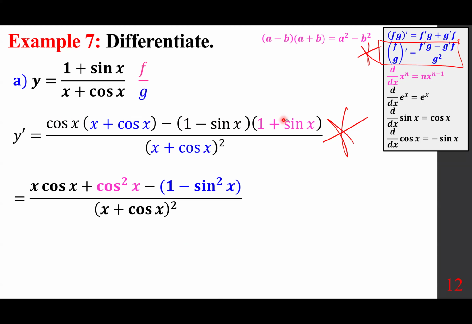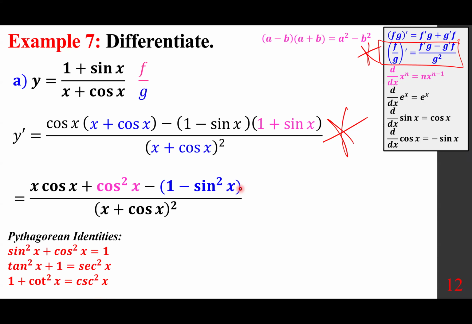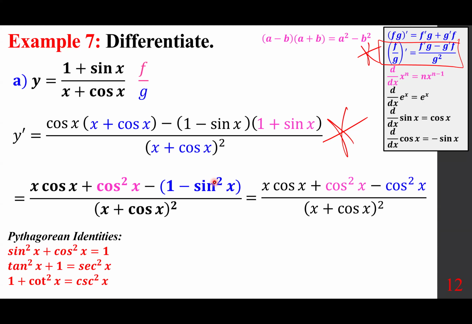So what about 1 minus sine squared? Remember Pythagorean identities from trigonometry. Sine squared plus cosine squared equals 1. Tan squared plus 1 is secant squared. 1 plus cotangent squared is cosecant squared. So if you look at the first one, you should therefore recognize the variation of that. 1 minus sine squared is the same as cosine squared. These two cancel each other, and the numerator is left with x cosine x. And therefore y prime is x cosine x over x plus cosine x, quantity squared, and we are done.